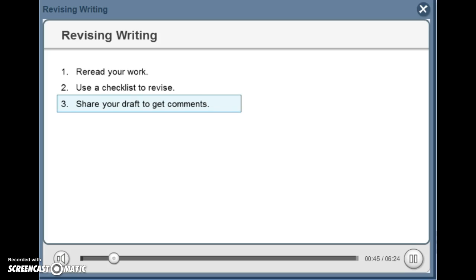Finally, share your draft with another person to help revise. Your learning coach or a peer might see things in your writing that you do not. That's called looking at a draft with fresh eyes.